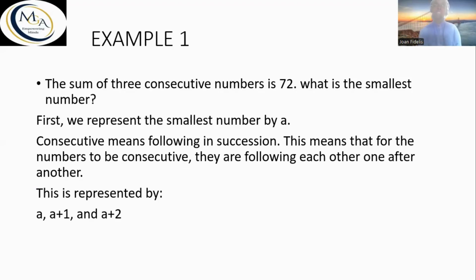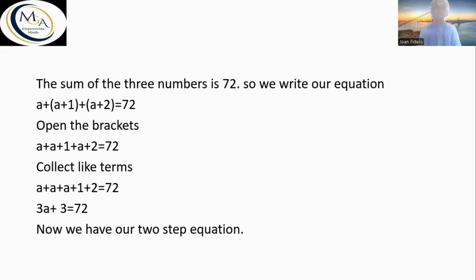Now, what does consecutive mean? Consecutive means following in succession. So the way you have one, two, three, they're consecutive numbers. This means that for the numbers to be consecutive, they're following each other one after the other. So we have A, then we add one, A plus one, then we add another one, which gives us A plus two. So this is represented by A, which is the smallest number, A plus one, the next number, and then A plus two. So the sum of three numbers is 72.